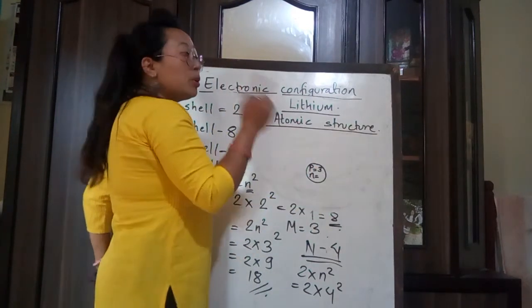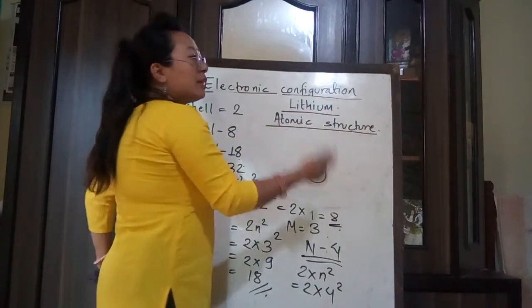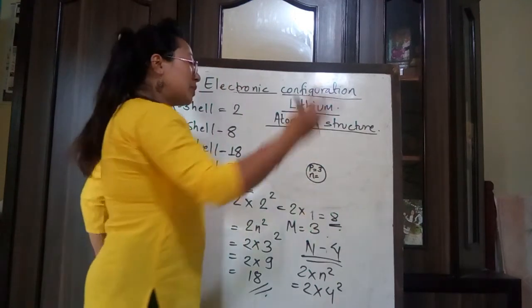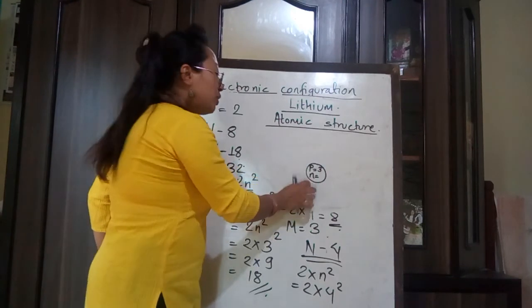Yes, I've already told you, atomic number also means their serial number. So lithium lies in the third position. That means its atomic number is 3, and atomic number is equal to number of proton. So it's 3 number of proton, and neutron number.